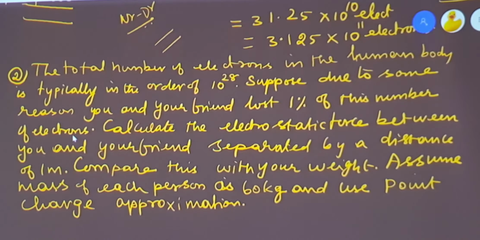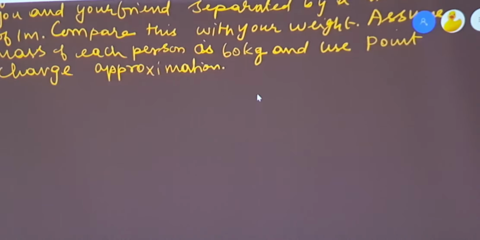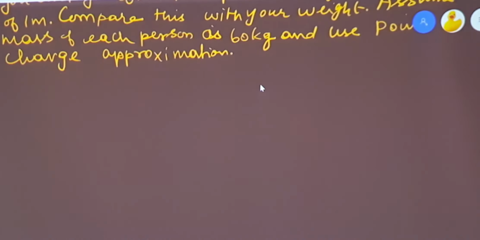What will happen? The human body will get charged on losing electrons. The charge is positive. Calculate the electrostatic force between you and your friend separated by a distance of 1 meter. Then compare this with your weight, assuming the mass of each person as 60 kg, and take the charges as point charges. Okay, let us write the data given.